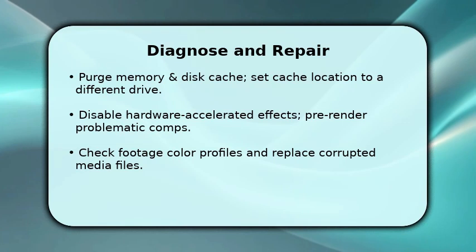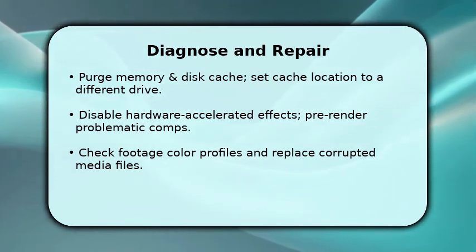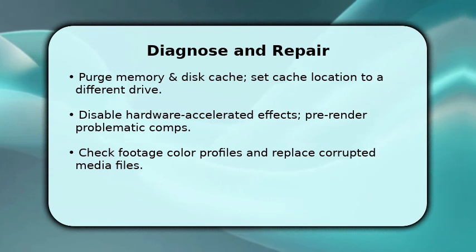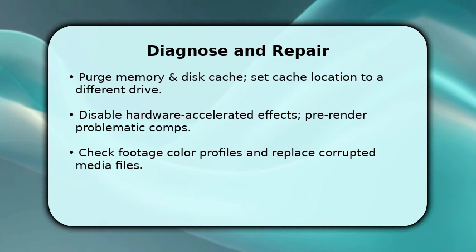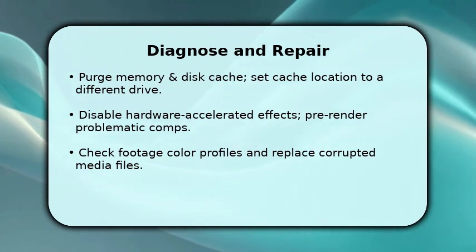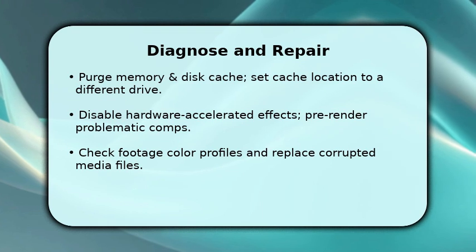You now dig into the middle steps, purge memory and disk cache, and point the cache to a different drive to rule out corrupt cache files. Disable hardware-accelerated effects and pre-render, or replace the comps causing the black frames. This narrows whether an effect or plugin triggers the issue.